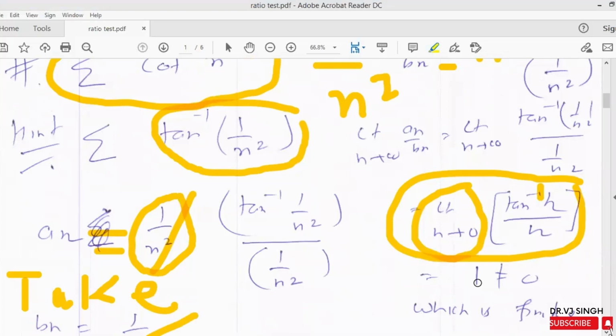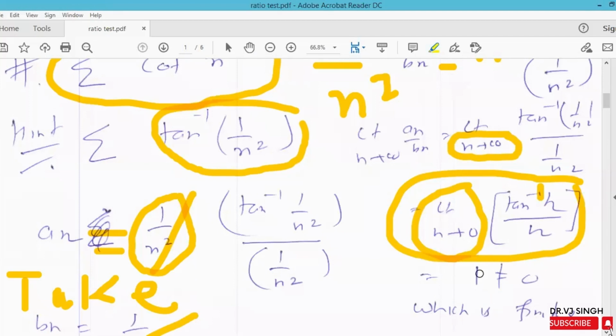Student: Hello sir, you wrote h tends to 0 because 1 by infinity is 0, that's why you wrote it? Teacher: How? To remove this limit, change infinity to 0. So I write, put 1 by n square equal to h.